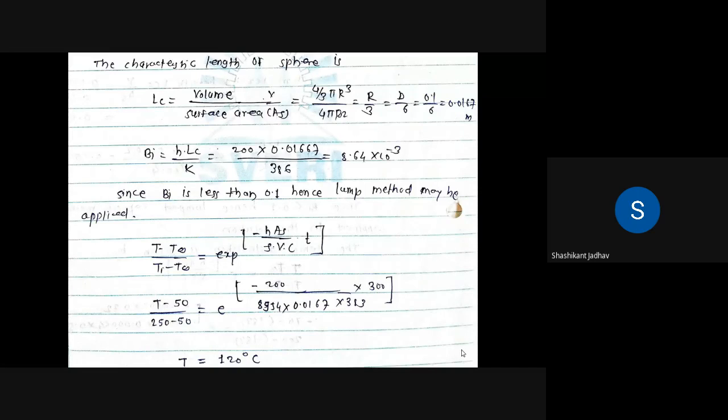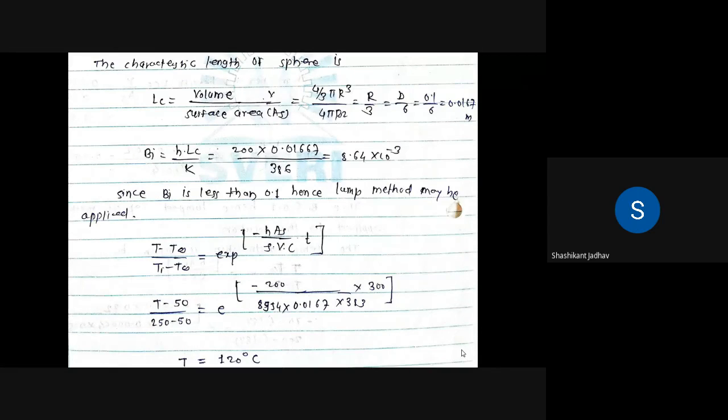So Biot number is less than 0.1. Therefore we have to use the lumped analysis method. We know the standard formula for the lumped analysis method, and we find out the value of capital T, that is the temperature after 5 minutes. What is the standard formula for lumped analysis? That is (T minus T infinity) divided by (Ti minus T infinity) is equal to e raised to minus h into As into t divided by rho into V into c.